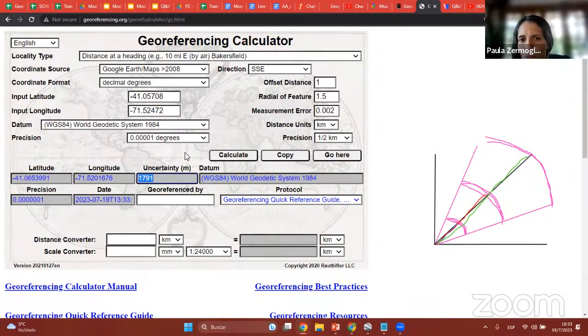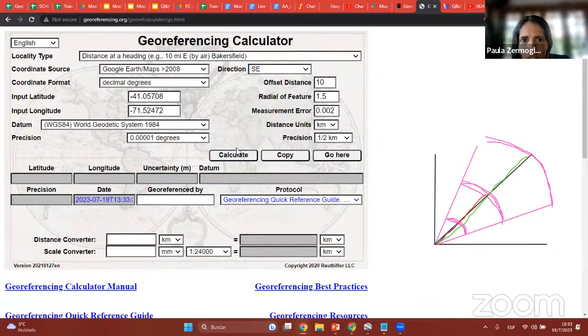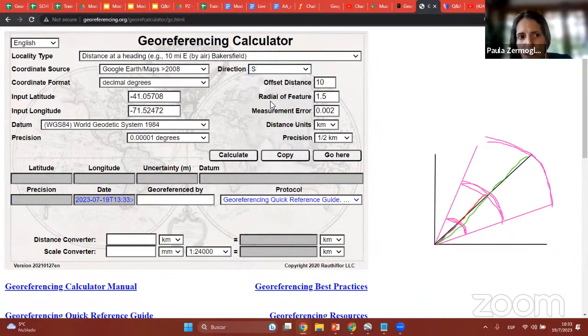Yet. And we can do that for all offset distances. So I'm here putting 10 for south southeast, and I get this uncertainty. If I am less specific and I say southeast, the uncertainty should be larger. And here we have it. If we are even less specific and we say south, the uncertainty will be even larger. There.